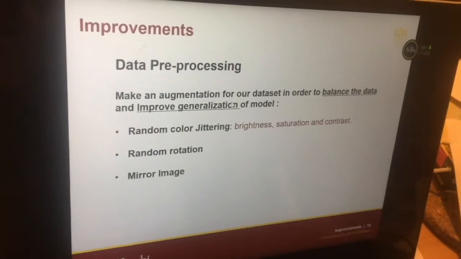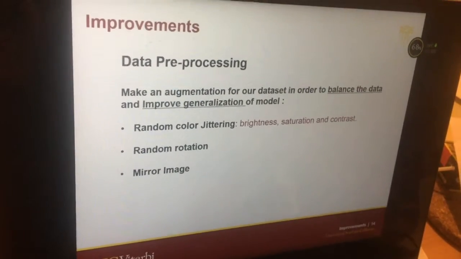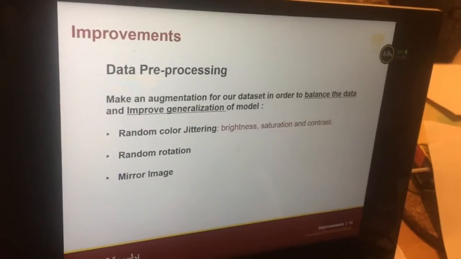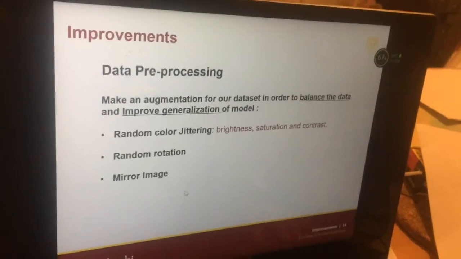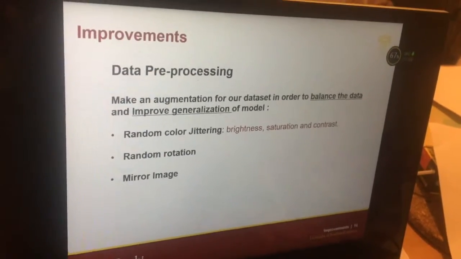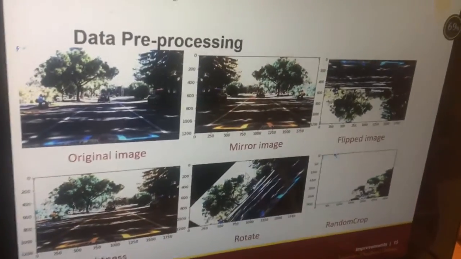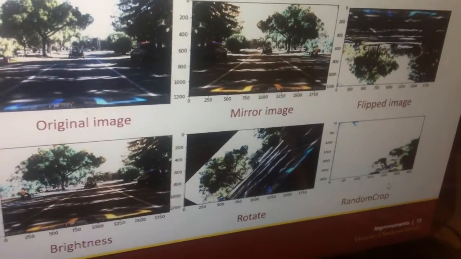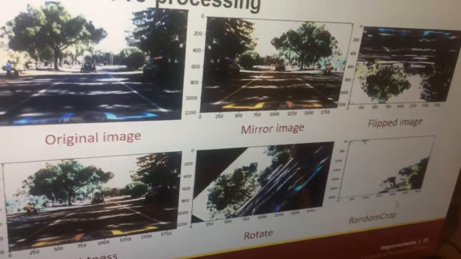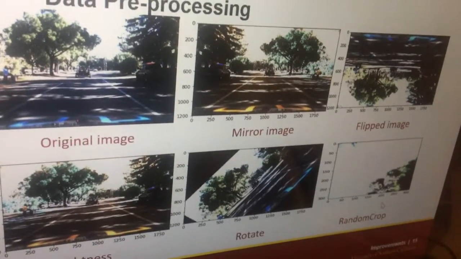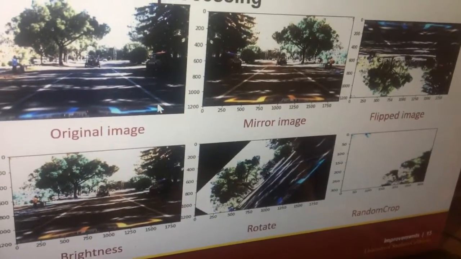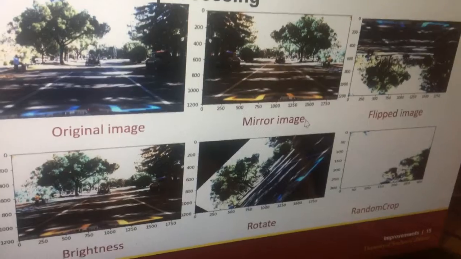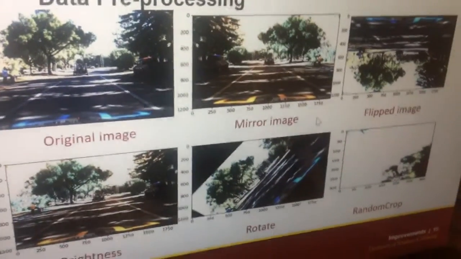To balance the data and improve generalization of the model, we made an augmentation for our data set. And here is the technique we used. Let me show you some results for this one. By the way, for the random crop, because it's too random and sometimes it will lose the object and not help us improve the model, we did not use this method, and we only used the other 5 methods for our data augmentation. And then welcome my teammate.